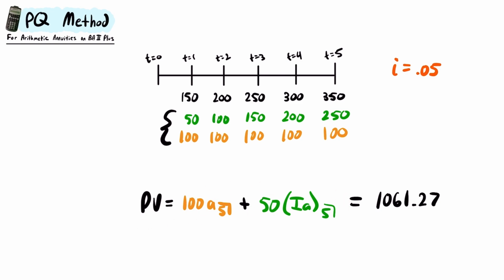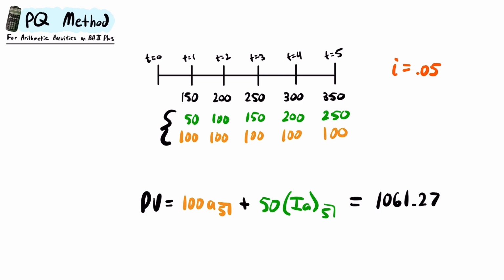But clearly this method is not efficient. This would be pretty slow if you're going to use the BA2 plus calculator. Sure, calculating the level annuity may go pretty quickly, but as I mentioned earlier, that is not the case for this notation or this formula. So we want a better way. We want a quicker, more efficient way to calculate arithmetic annuities in the BA2 plus calculator.